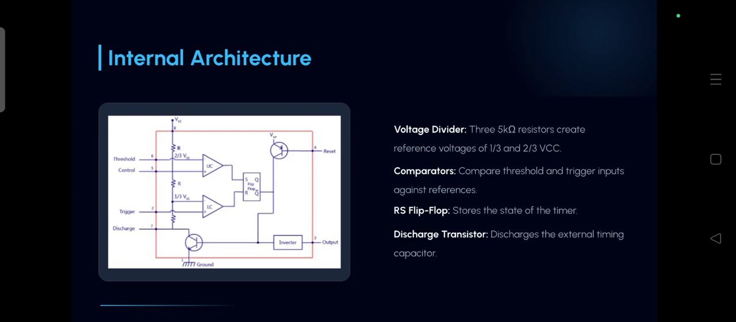Then three 5K resistors create reference voltages of 1/3 and 2/3 VCC. The comparators compare threshold and trigger inputs against the references. Then the RS flip-flop stores the state of the timer. Then the discharge transistor discharges the external timing capacitor.